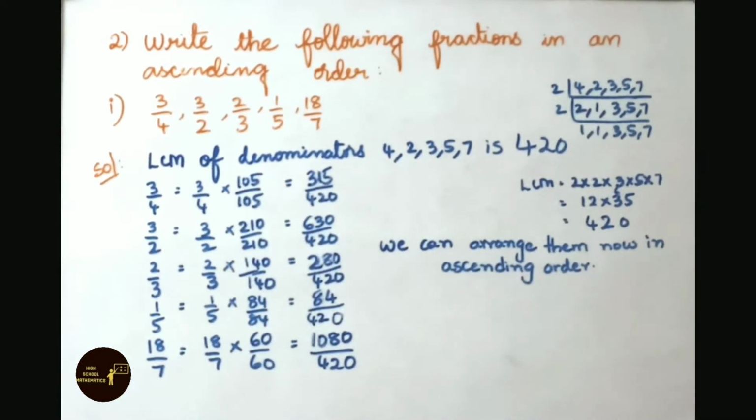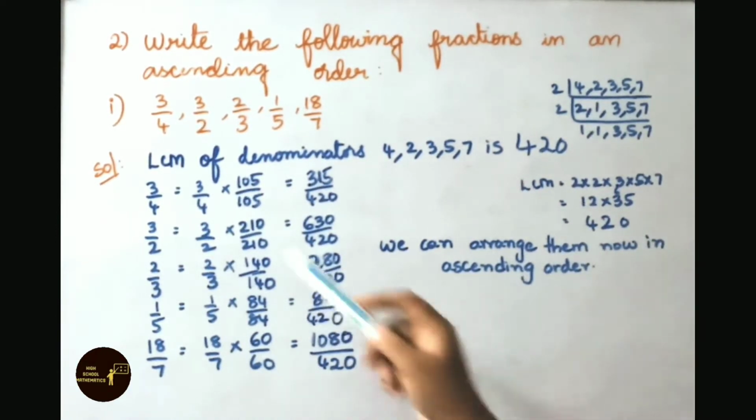Now let us see the LCM. 2 into 2 into 3 into 5 into 7. 2 2s are 4, 4 3s are 12. Next 5 7s are 35. 12 35s are 420. Now we have to change each fraction to the like fraction by making the denominator 420.